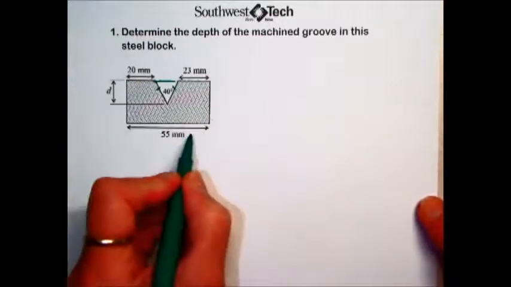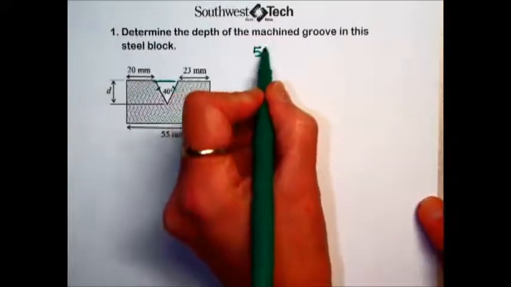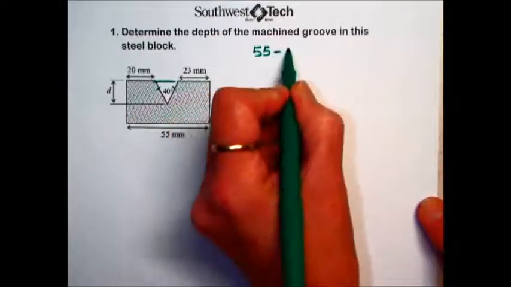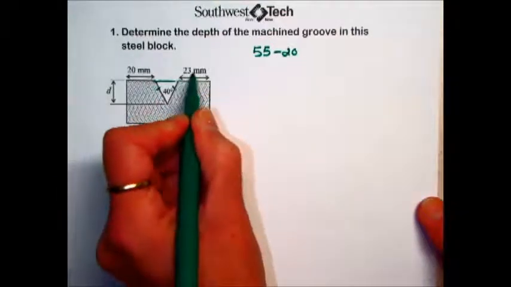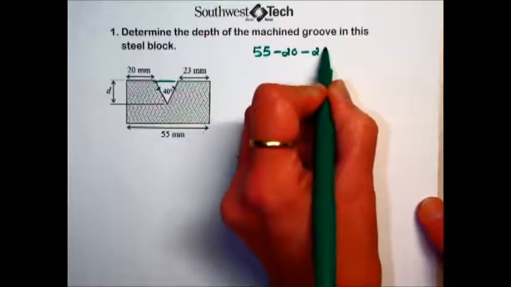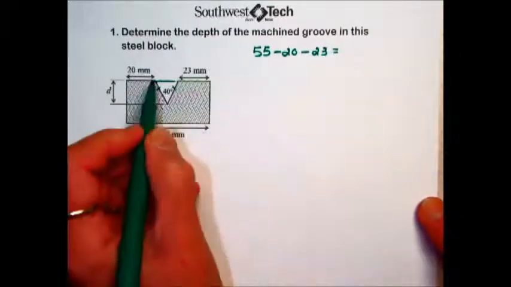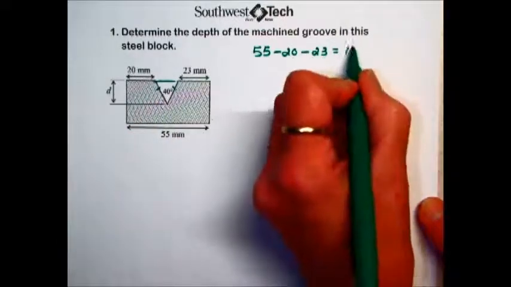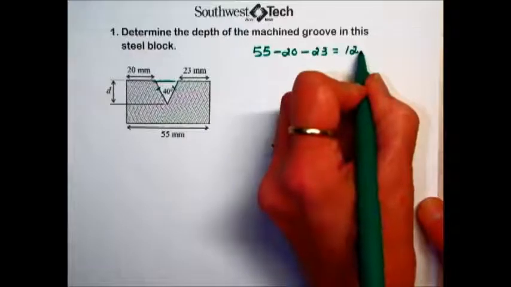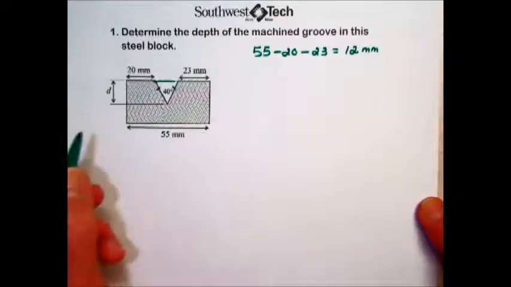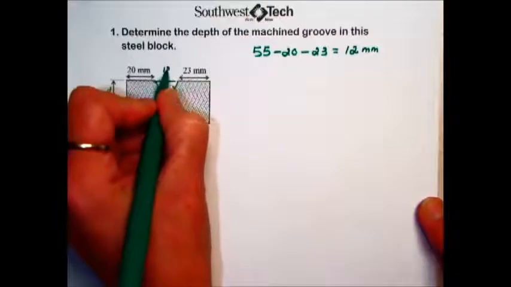The entire span is 55 millimeters. We know we have a 20, so we'll subtract 20 here. We'll subtract the right-hand side of that gap, 23, from the total. That'll give us that gap span, and that results in a length of 12 millimeters. So our gap is 12 millimeters.